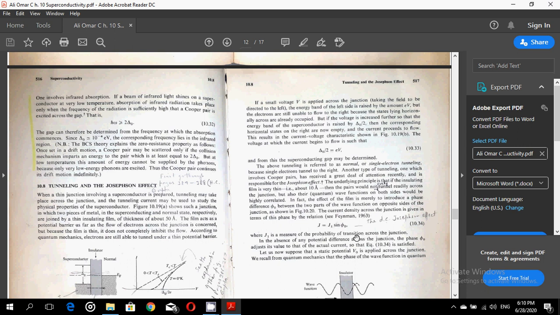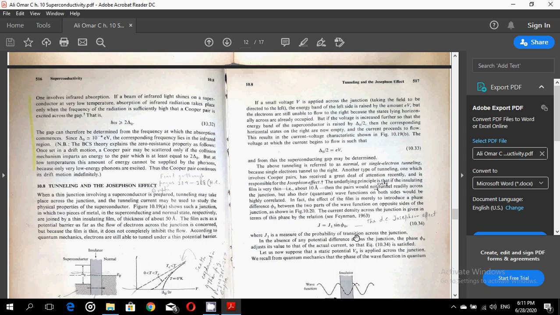Okay, delta naught over 2 is equal to eV. The voltage at which the current begins to flow is such that delta naught over 2 is equal to eV, and from this the superconducting gap may be determined. So if we continue with developing the physical concepts, the above tunneling is referred to as normal or single electron tunneling because single electrons tunnel to the right.